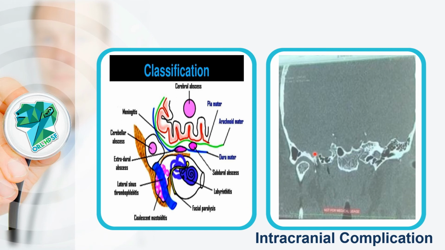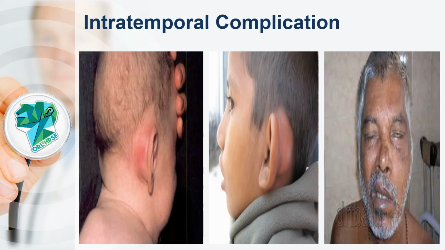Here we can see there's breach of the infection intracranially. So there's breach of the tegmen, so the spread of infection goes into the brain. For intratemporal complications, the examples could be acute mastoiditis, a patient with facial palsy, or subperiosteal abscess. Apart from that, the patient can also have a suppurative labyrinthitis.